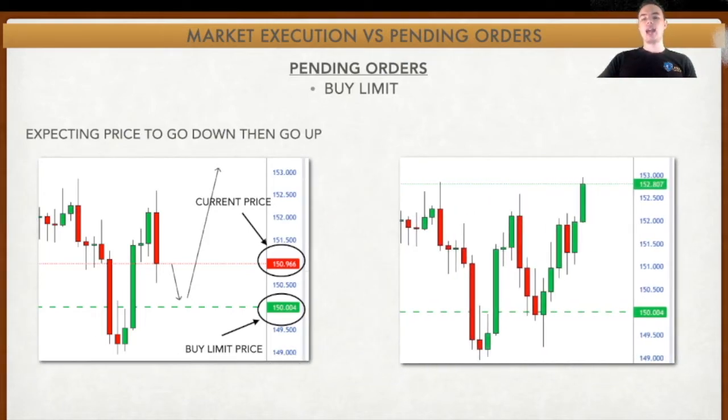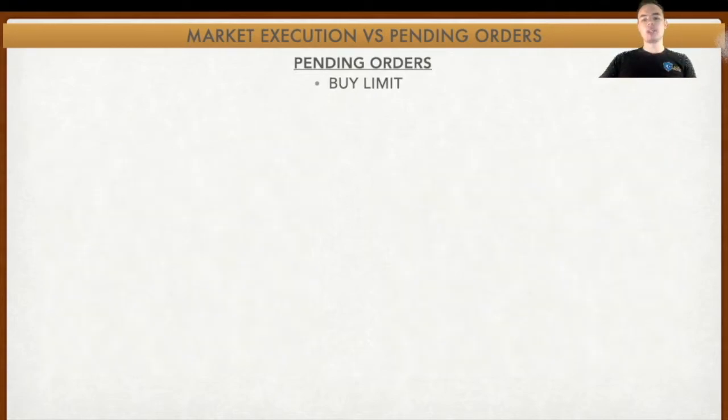increase. As you can see there, the buy limit opened and reached down at 150.004. It went down a bit further. You would be in the minus for a little bit, and then it shot up to 152.807, where that's the current price. You would now be in profits.